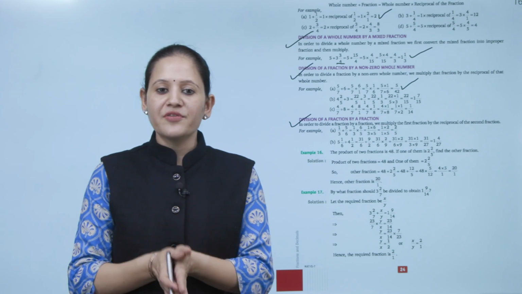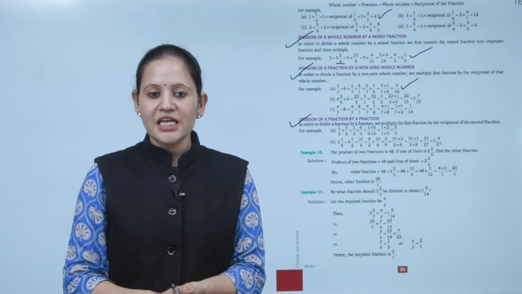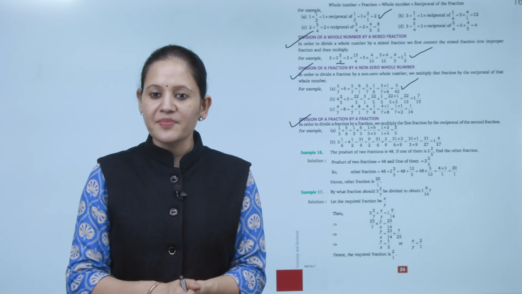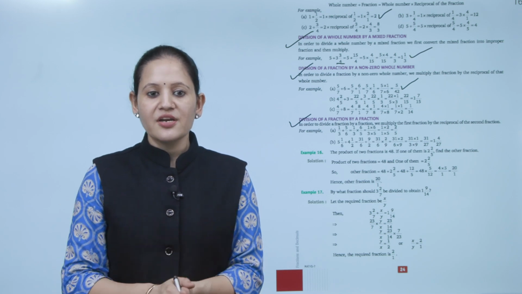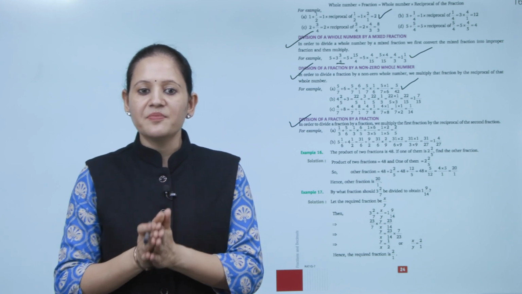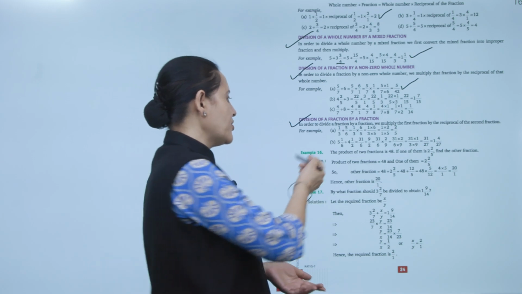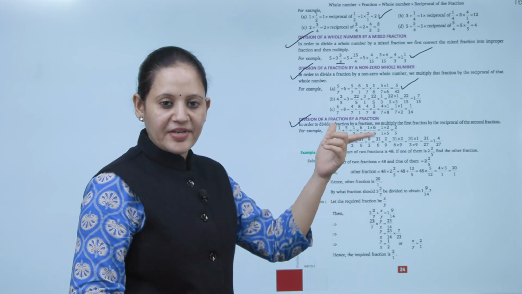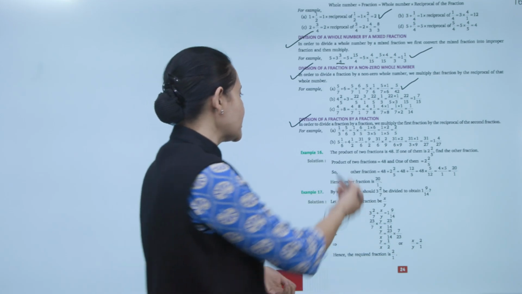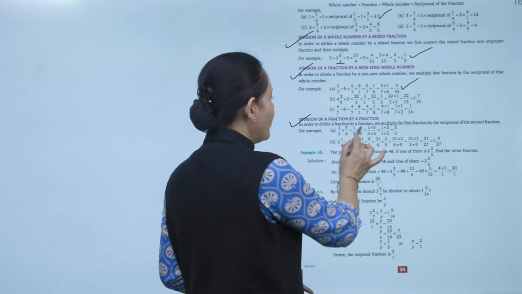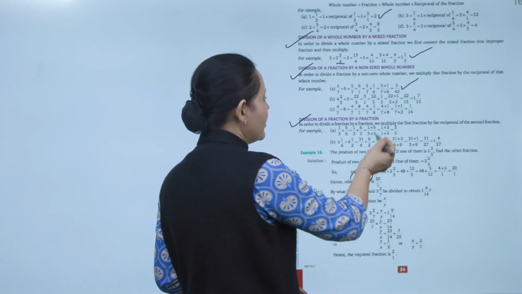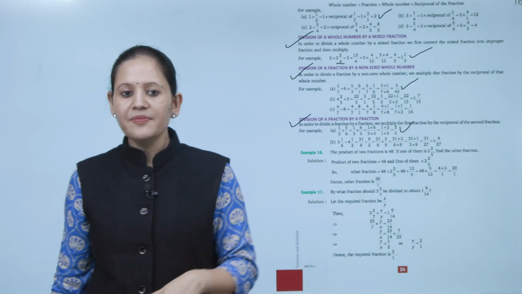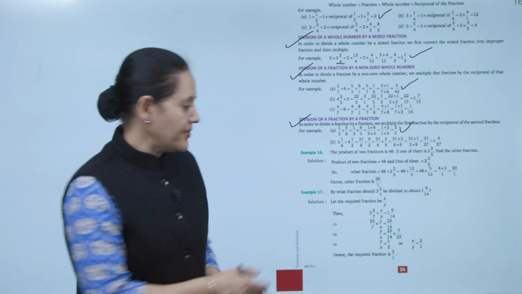Now we learn how to divide a fraction by another fraction. In order to divide a fraction by a fraction, we multiply the first fraction by the reciprocal of the second fraction. For example, 1 by 3 divided by 5 by 6. So here what we will do? 1 by 3 multiplied by the reciprocal of the given fraction. The reciprocal of 5 by 6 will be 6 by 5, multiply 1 into 6 upon 3 into 5. So that is equal to 2 by 5 in lowest form. Clear? Now we'll take one example here.